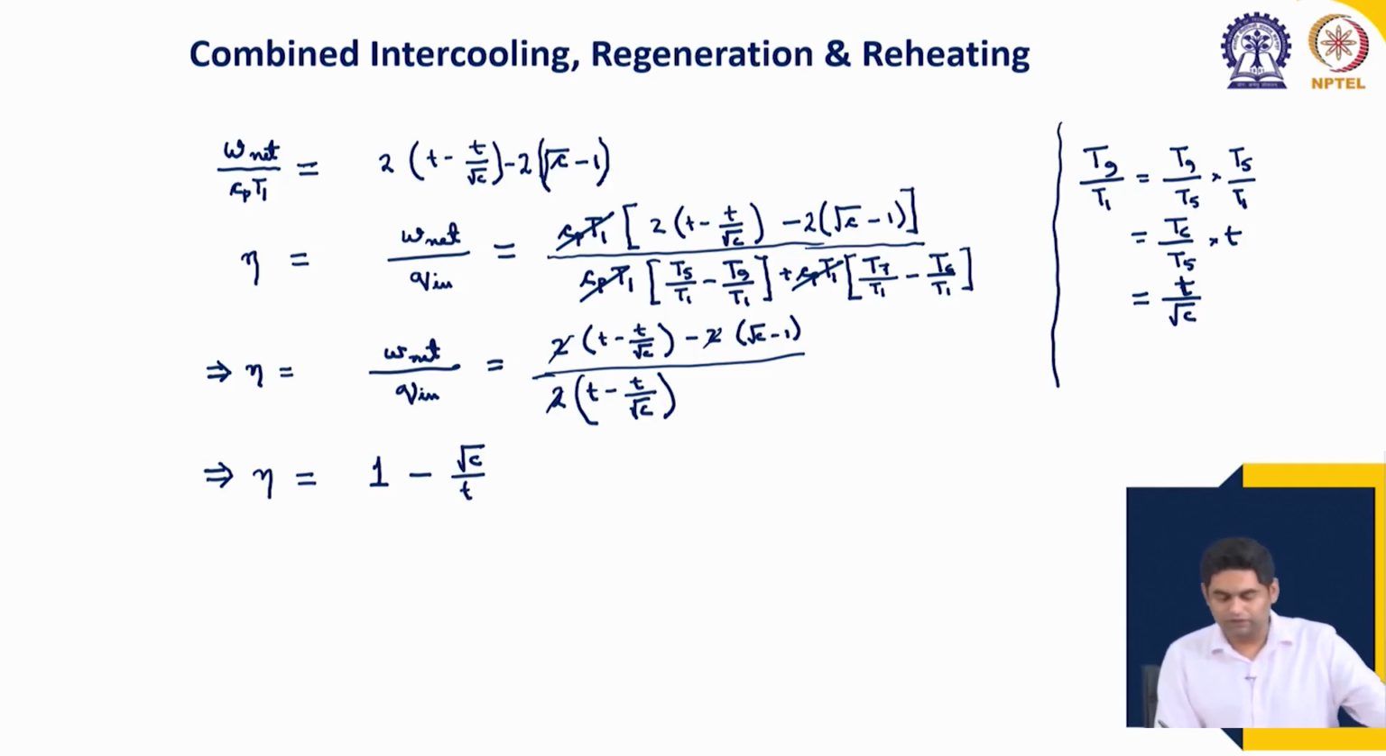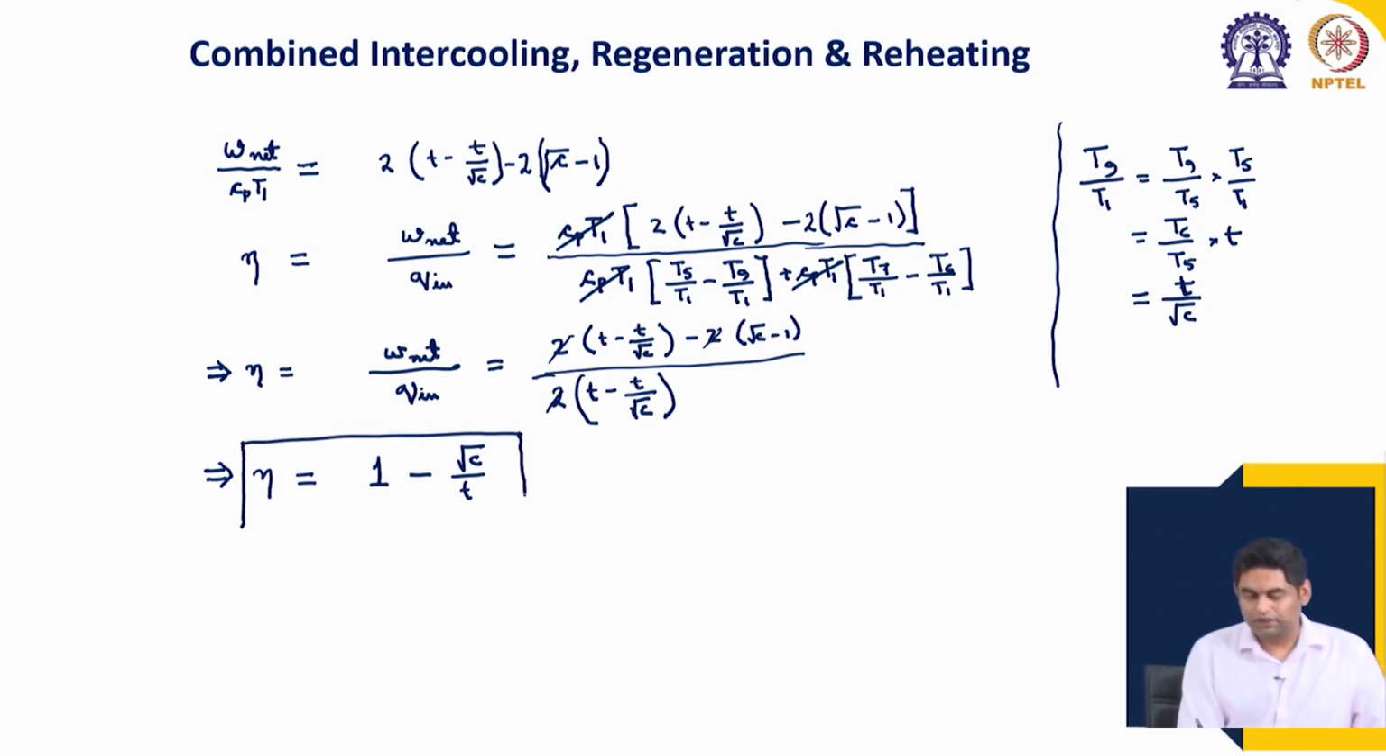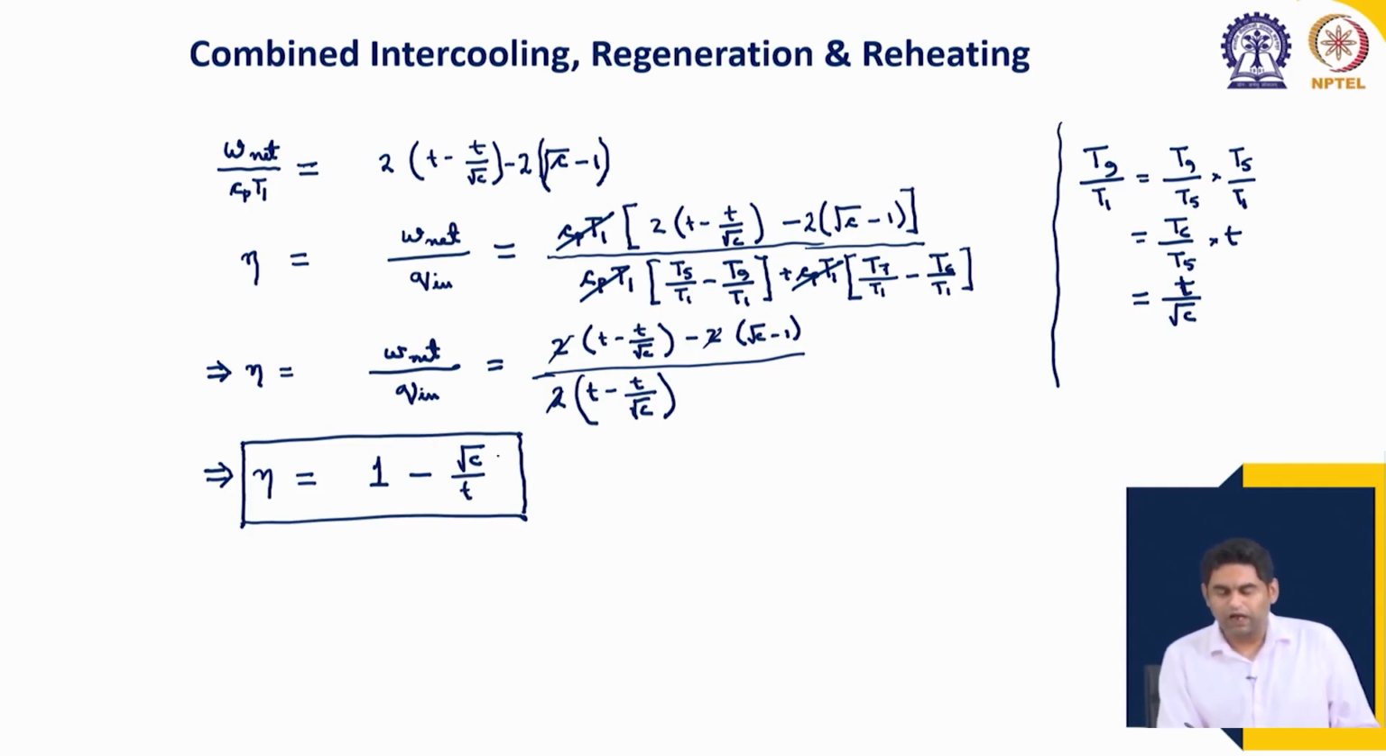So, finally, we are left with an expression for efficiency, which is of a simple form, although this cycle is the most complex cycle. Because of cancellation of the terms, we are left with dependence of efficiency on r, pressure ratio, and the temperature ratio t as 1 minus r to the power gamma minus 1 by gamma, root of that, divided by t. So, r to the power gamma minus 1 by gamma has been defined as C for us. So, it means that eta equals 1 minus root C by t.